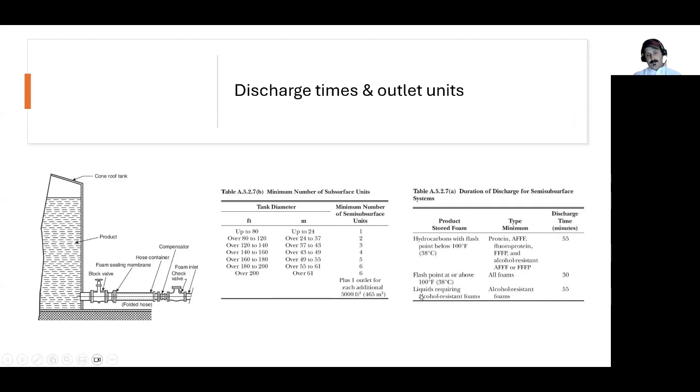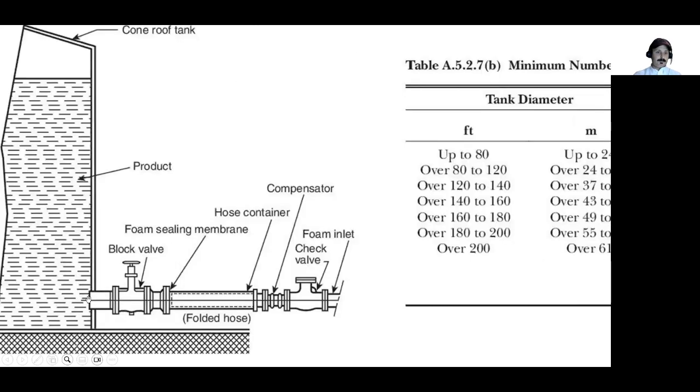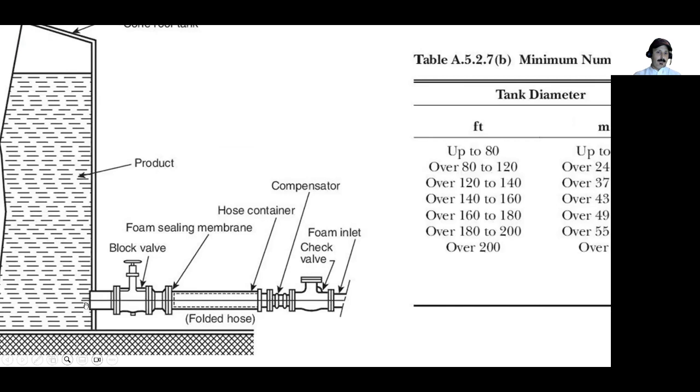However, it says here liquids requiring alcohol resistant foam, but I mentioned that these kinds of tanks or this kind of system are not installed on tanks storing such liquids. However, this table is for the semi-fixed system, where I said that some kind of hose or duct will be inside the tank, and when foam is flowing through it, it will rise and pour foam at this area without allowing the foam to mix with the product inside.